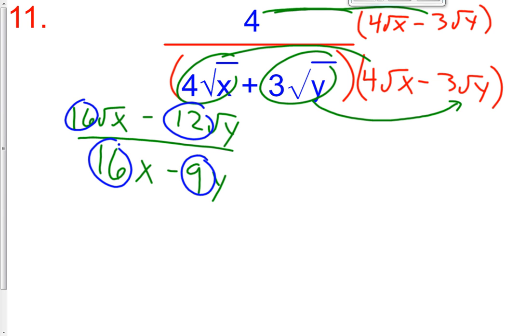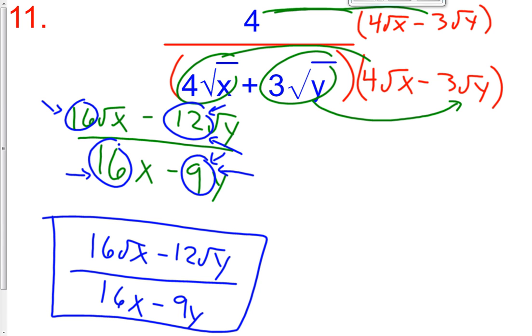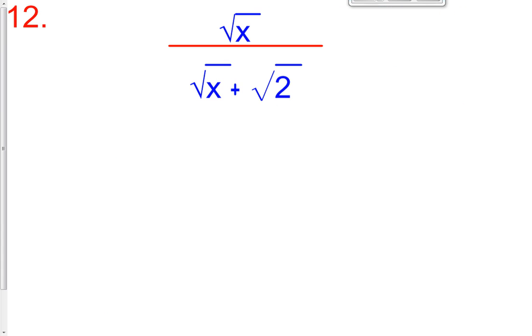There is not. You can take a 4 out of this one, and this one, and this one, but you can't take a 4 out of 9. It's not a factor of it. In the same way, you could take a 3 out of here, and you could take a 3 out of here, but you can't take a 3 out of the 16s. So we are stuck. Our answer is just 16 square root x minus 12 square root y divided by 16x minus 9y. That is as simplified as we can make it. It looks like a mess, but we can't simplify it any further. So that's our answer for problem number 11.